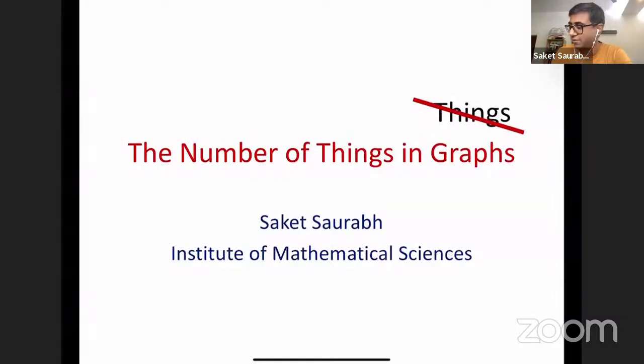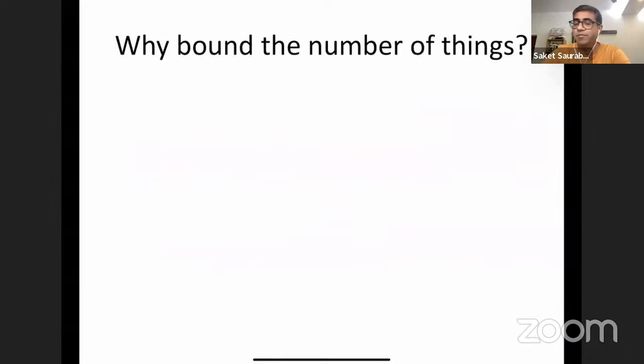Okay, so we will be talking about the number of things in things, but actually I will be talking about the number of things in graphs. We can definitely make many of these things also work for things in things, but let's settle down to graphs. So one important question: why bound the number of things? We bound the number of things because A, it gives us good algorithms, and B, it is fun.